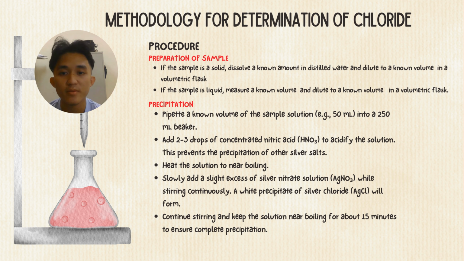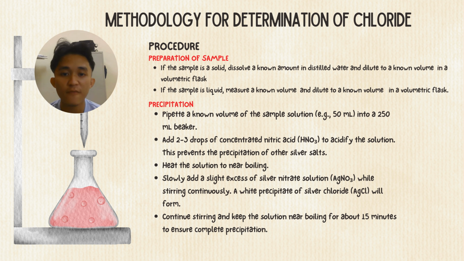The procedure is, first, preparation of sample. If the sample is a solid, dissolve a known amount in distilled water and dilute to a known volume in a volumetric flask. If the sample is liquid, measure a known volume and dilute to a known volume in a volumetric flask.